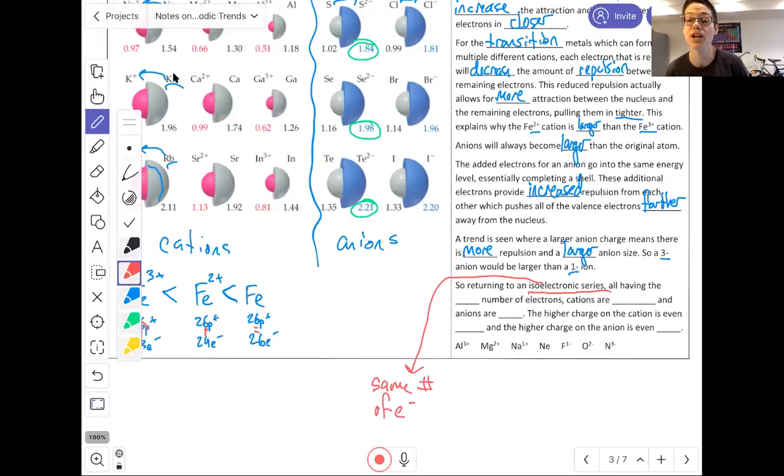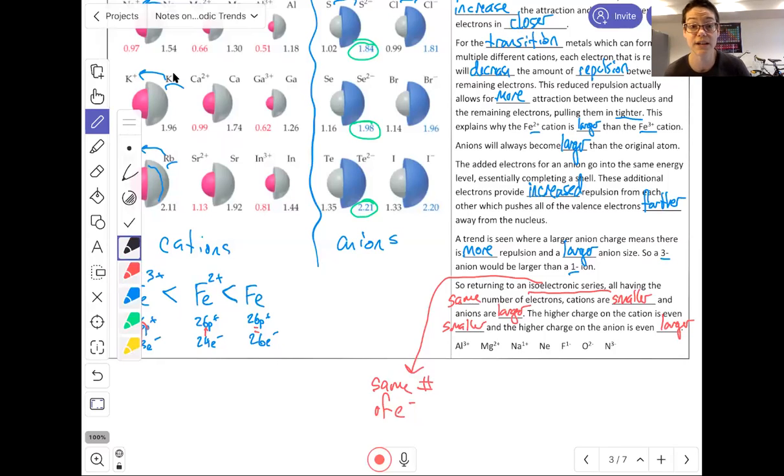All right, so when you've got a bunch of things that all have the same number of electrons because they've got their various charges. So if you have an isoelectronic series, all having the same number of electrons, cations are always smaller, anions are larger, and the higher charge on the cation is even smaller, and the higher charge on the anion is even larger. So I've written out an isoelectronic series here.